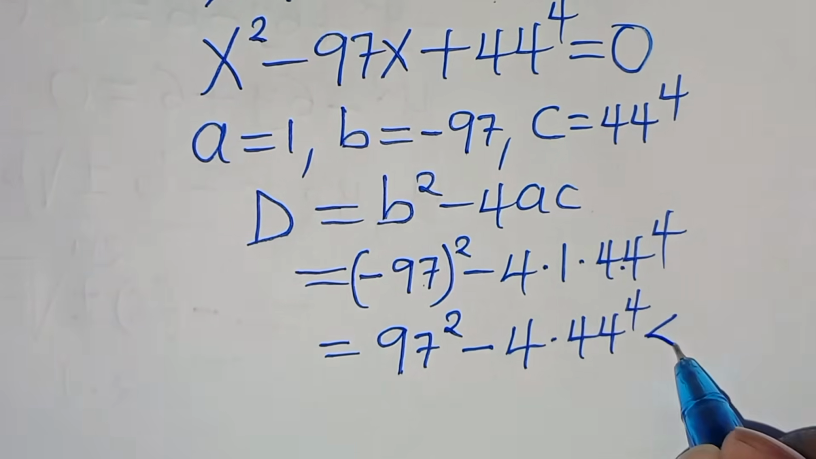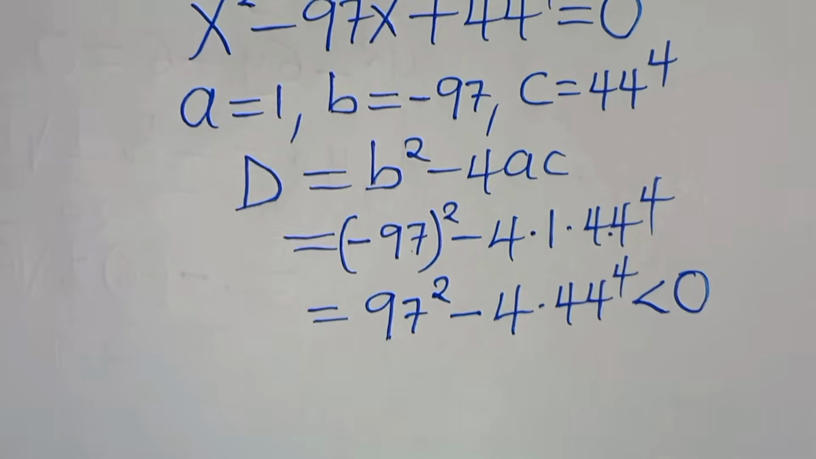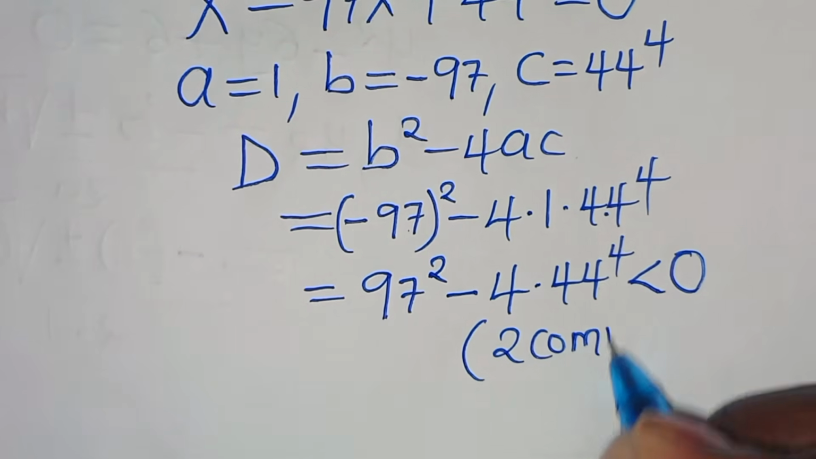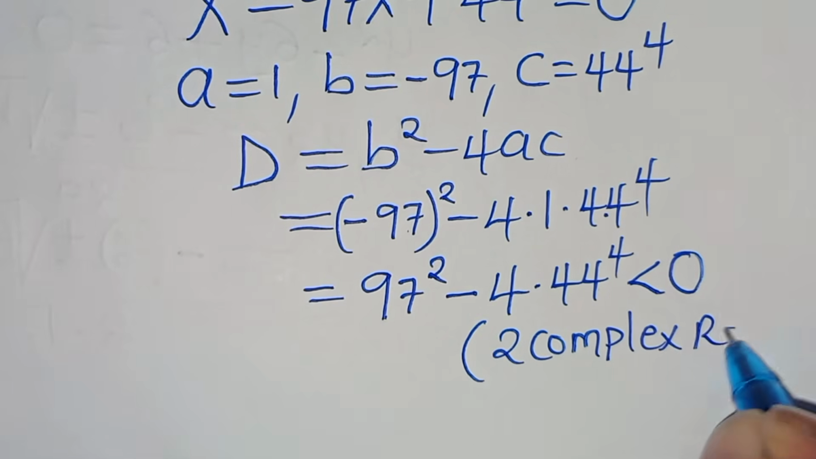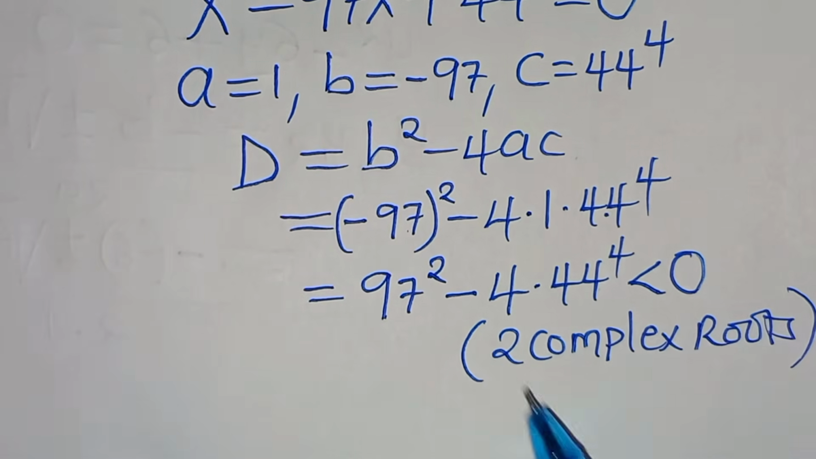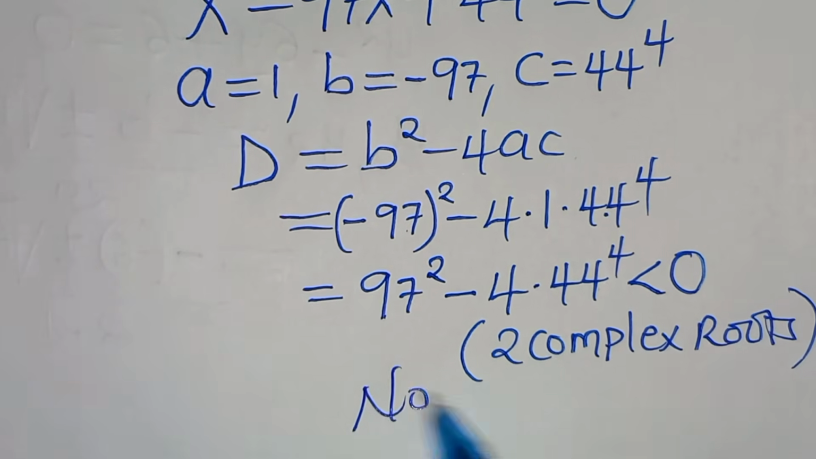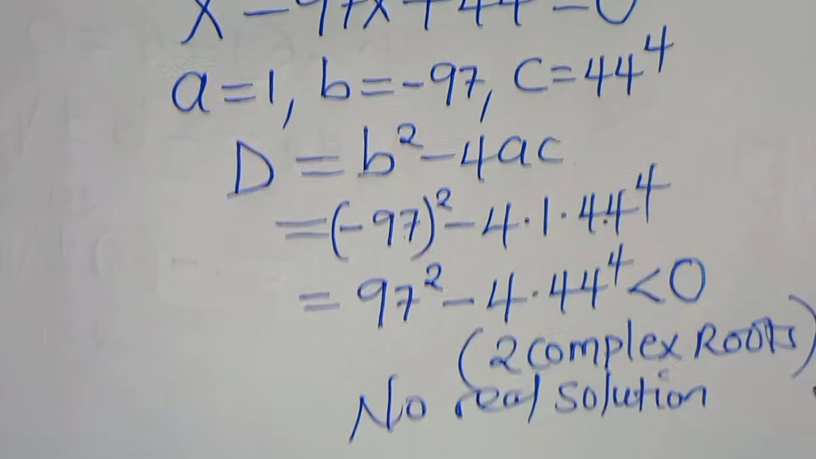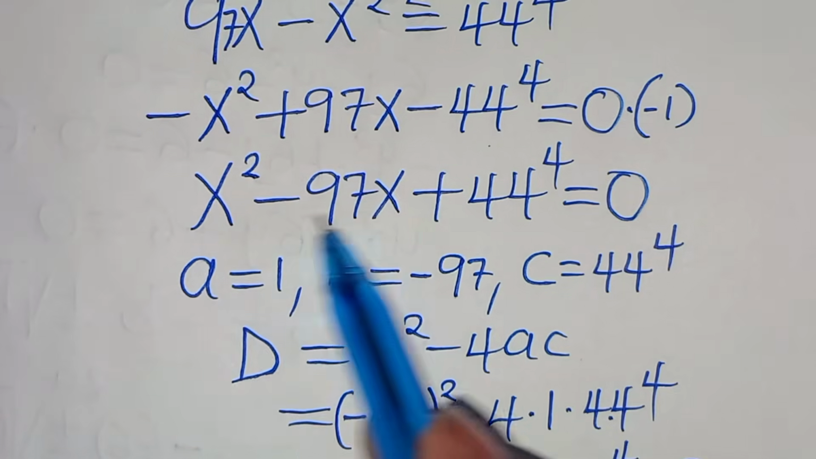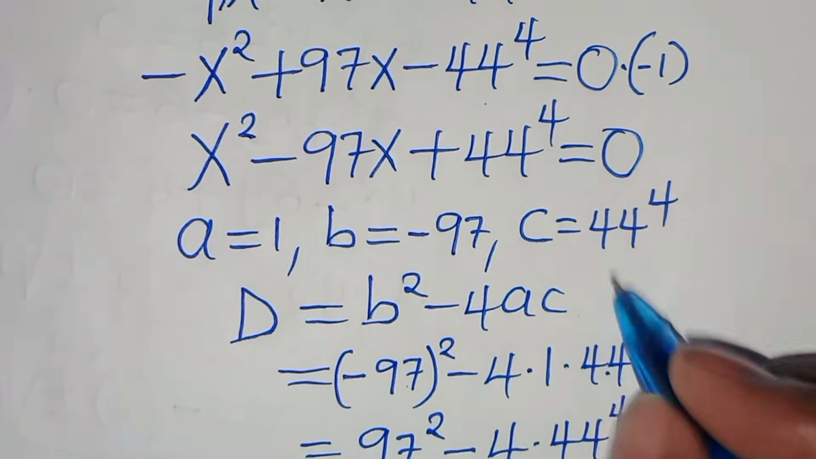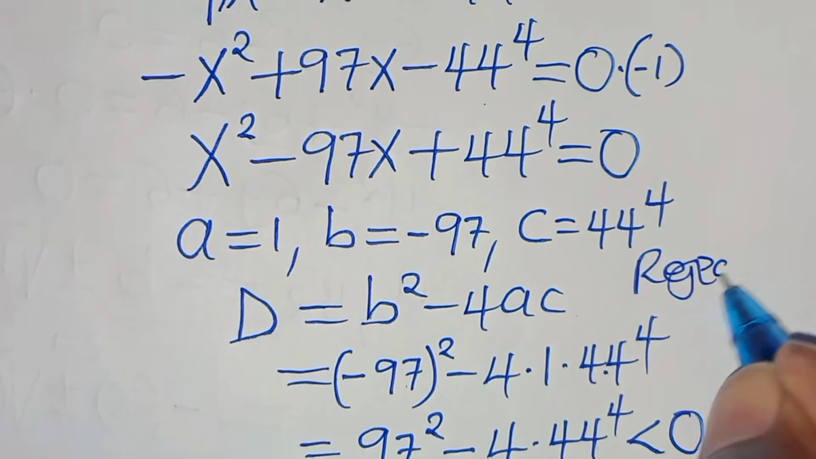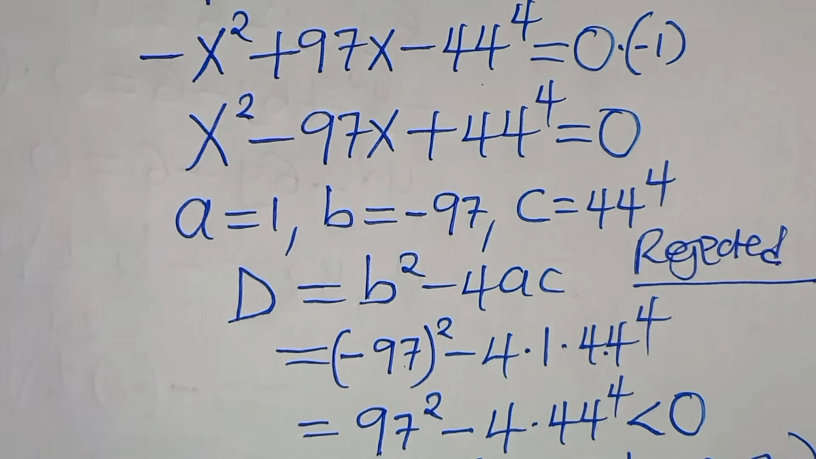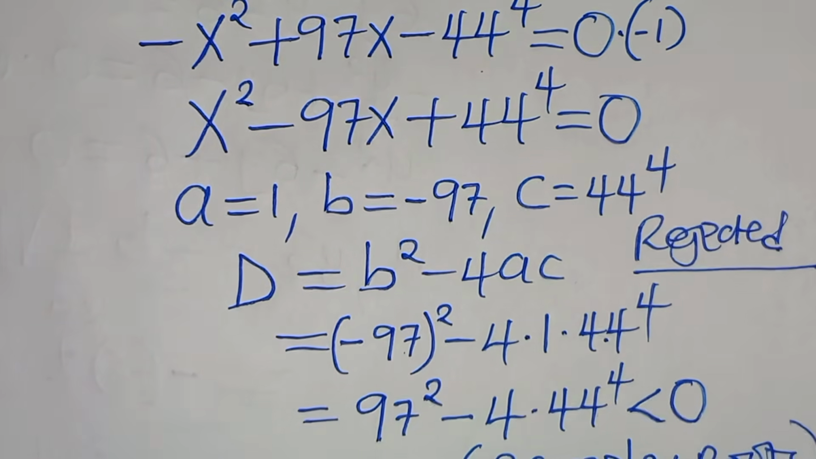So we have 97 squared minus 4 times 44 raised to the power of 4. This is actually less than 0. This implies that we have two complex roots. And this means that there is no real solution that can be obtained from this quadratic equation. So this quadratic equation is rejected because x belongs to real numbers. Now let's proceed to case 2.